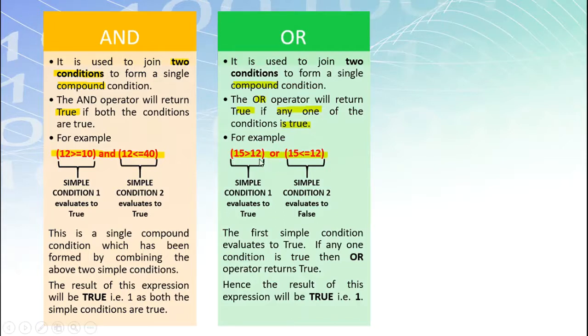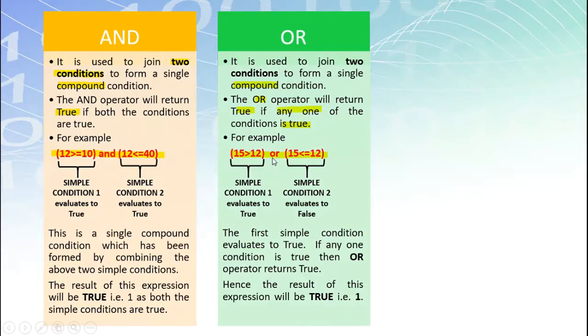The first simple condition will be evaluated. Is 15 greater than 12? The result is true. If any one of the conditions is evaluated to true, the OR operator will return the result as true. So the result of this expression will be true. The second simple condition, 15 less than equal to 12, is false. But the first simple condition returns true, hence the overall result of this expression will be true.